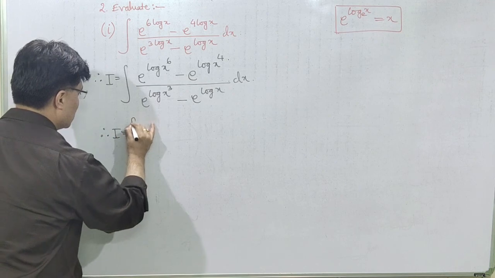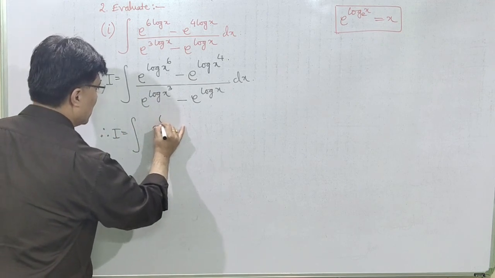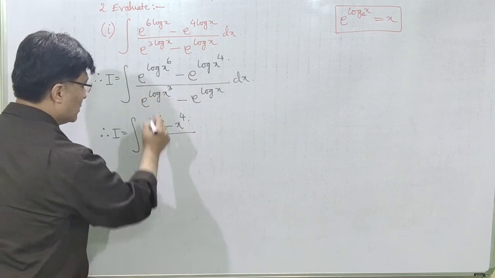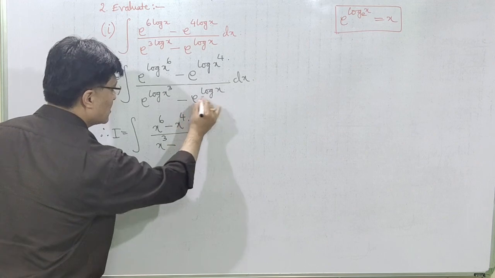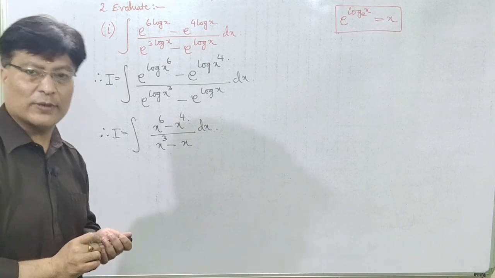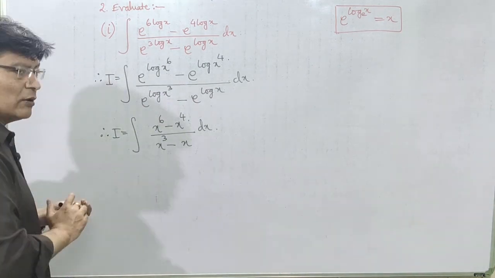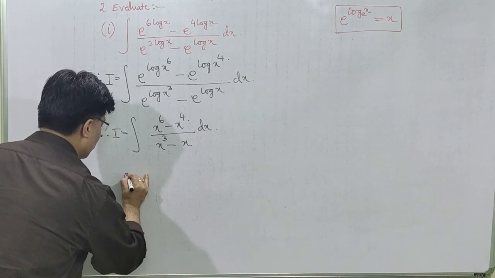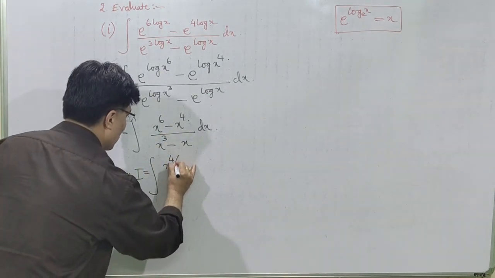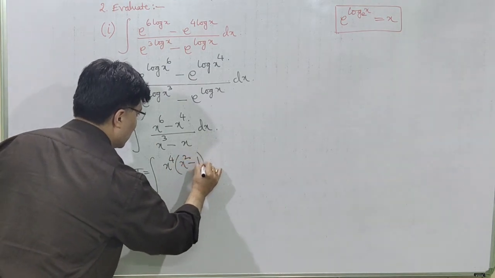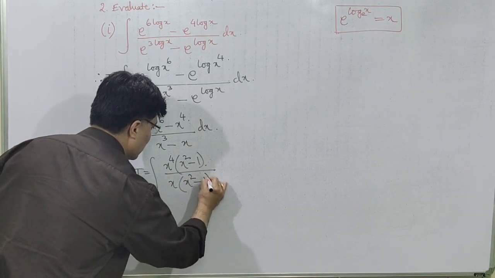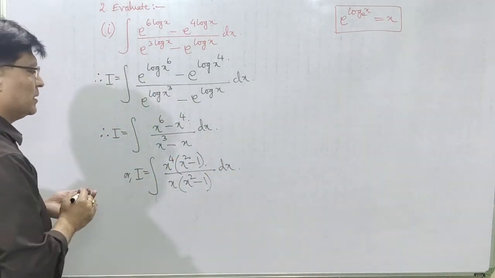Therefore, I is equal to the integration of (x to the power 6 minus x to the power 4) divided by (x cube minus x) dx. I think you have understood it. Now let us take common factors. You can simplify further: I is equal to the integration of x to the power 4 times (x square minus 1), divided by x times (x square minus 1), dx.